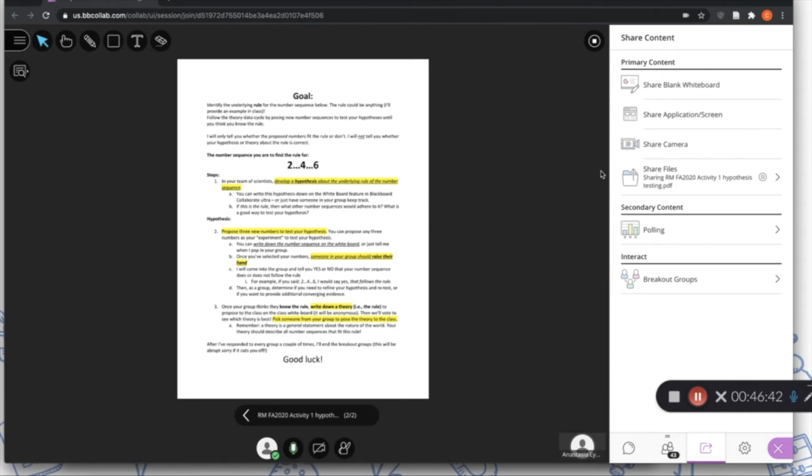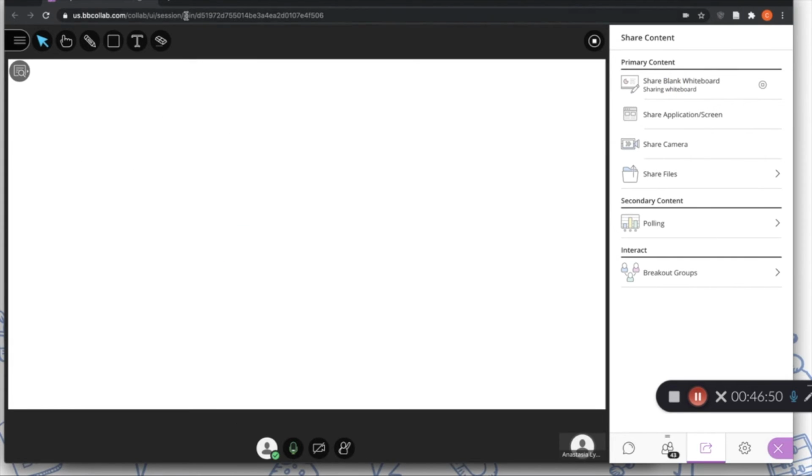I heard some interesting tests of your hypotheses. So a lot of people proposed very similar number sequences. Does anyone have a hypothesis about what the rule is? Yeah, Hunter. Just add 2. That's what my guess is.